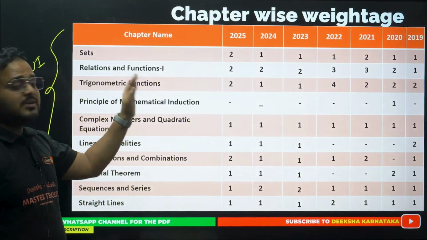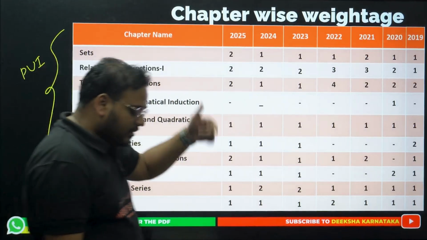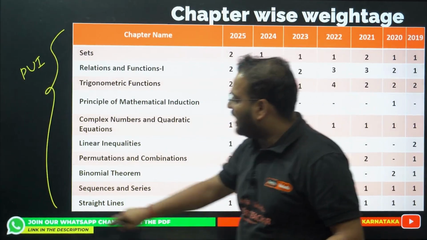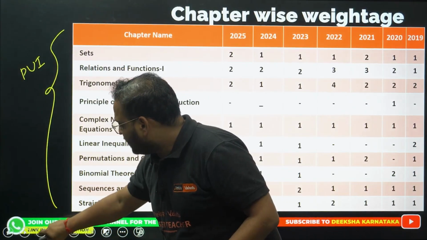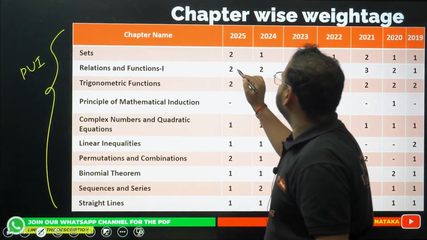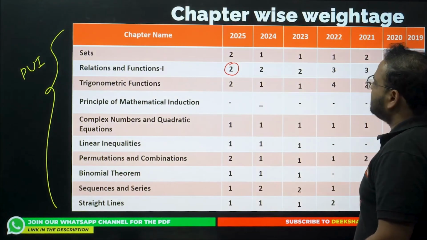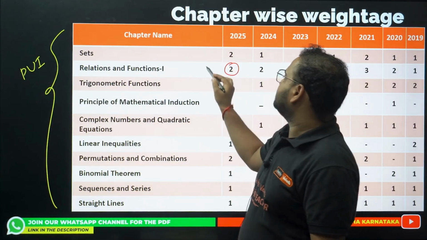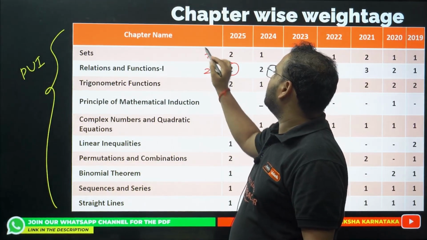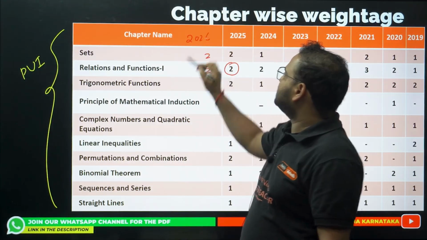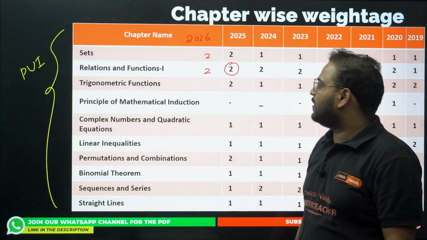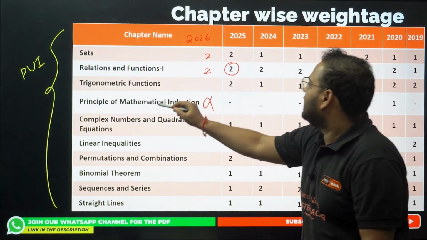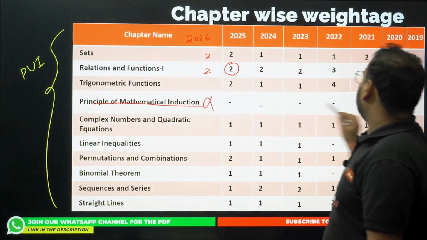Now relations and functions, which is part of the PU1 syllabus: we had 2 questions this year. Please check, every year 2 or 3 questions come, so this year as well we had 2 questions, and you can expect the same here. If I talk about 2026, again 2 questions can be expected. Principle of mathematical induction is not there anymore, it is out of the syllabus. It is completely scrapped. This chapter is not there anymore.